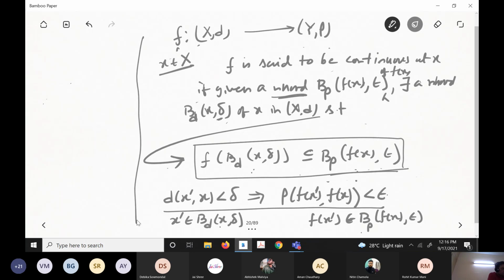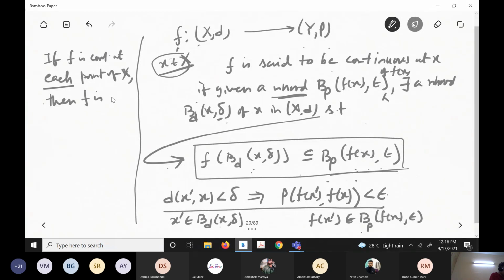And if it happens at each point, that is, if f is continuous at each point of X, then f is called continuous on X, or when we consider the whole of X, we simply write f is continuous. When I say f is continuous, it means f is continuous on the whole of X. If you are just considering continuity at a point, you have to say f is continuous at x.